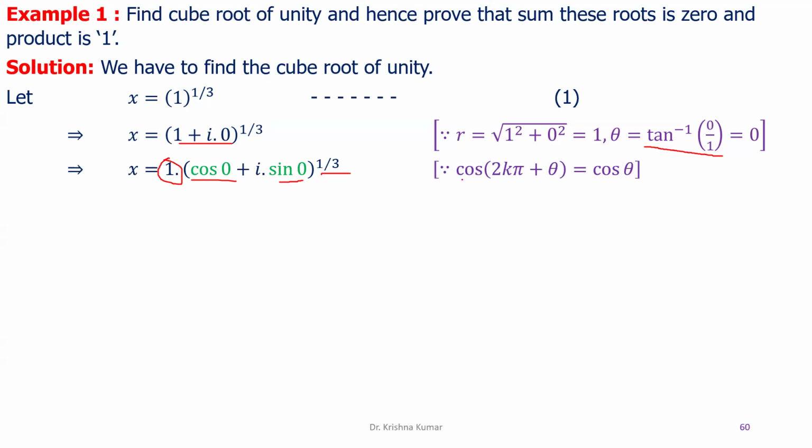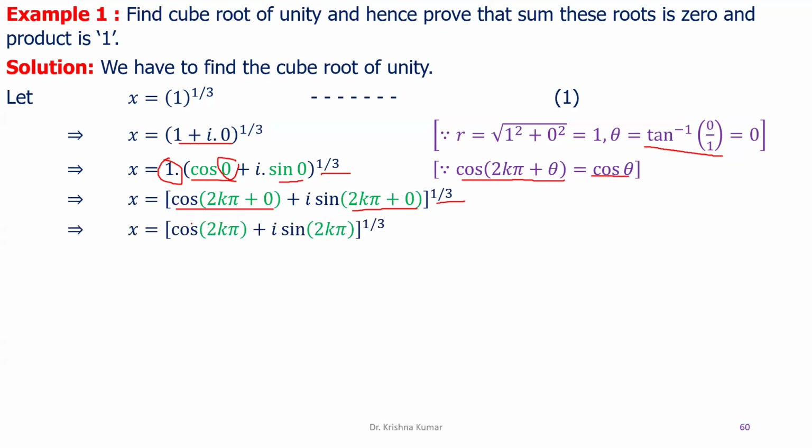Now we know that cos of (2k pi plus theta) is equal to cos theta. So cos 0 can also be written like this: x is equal to (cos (2k pi plus 0) plus i sin (2k pi plus 0)) to the power 1 upon 3. Since 2k pi plus 0 is 2k pi, it becomes (cos 2k pi plus i sin 2k pi) to the power 1 upon 3.